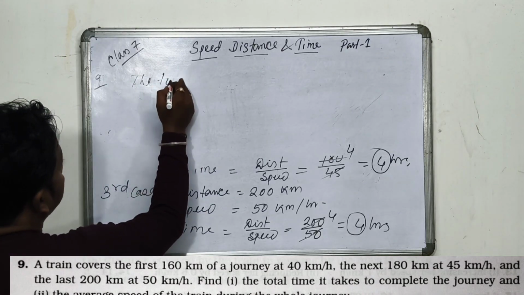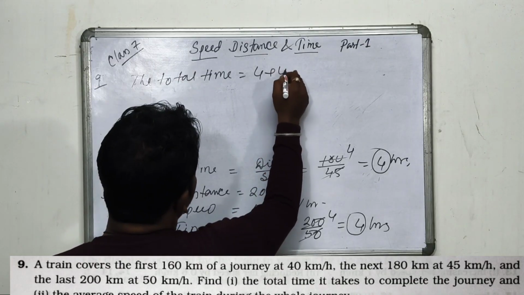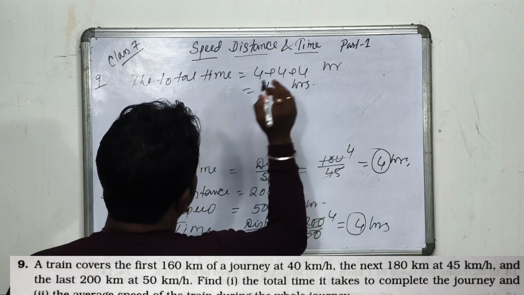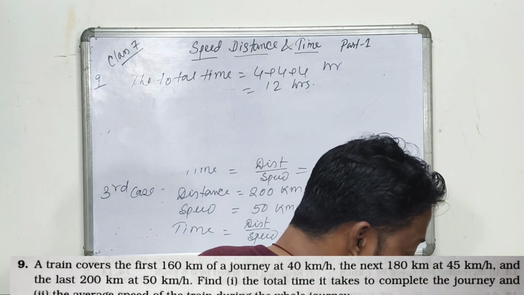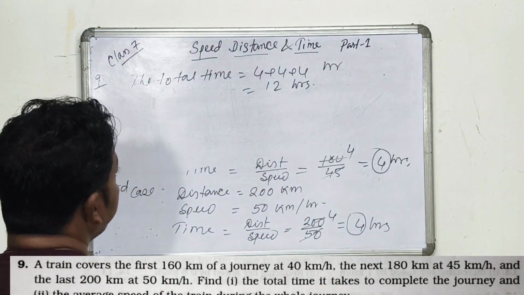The total time equals 4 plus 4 plus 4 hours, that is 12 hours. And next, what is the average speed of the truck during the journey?